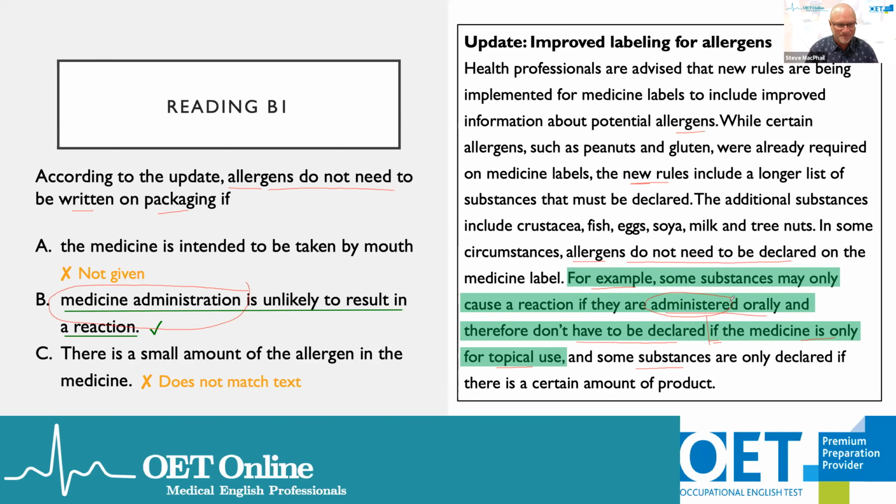That's what it is. C is a bit of a trap. If there's a small amount of allergen in the medicine, but this says some substances are only declared if there's a small amount of product, not a small amount of allergen, a small amount of product. So that's a different topic. So answer B. Hard question, this one, everyone. Have to really think, but look for answers that tend to summarize a concept, is my advice. Let's move on. One more to do.